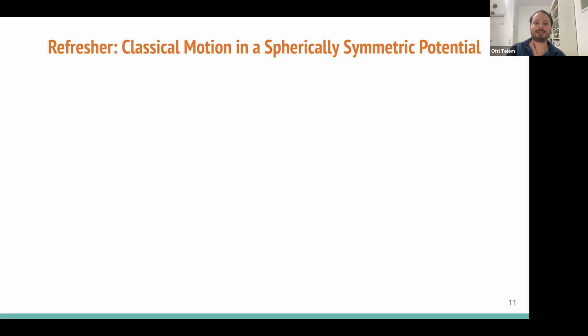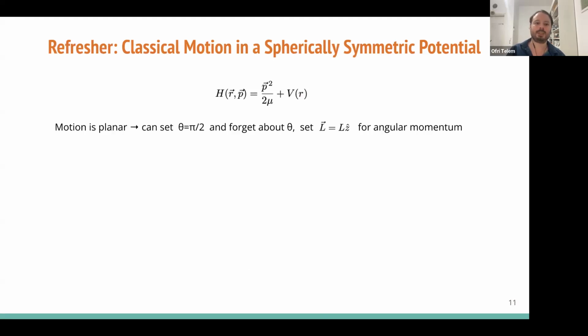Okay, so a classical refresher. Let's look at the Hamiltonian for motion in some unknown spherically symmetric potential. And the motion is planar just because of spherical symmetry. So let's set theta equals pi over 2 and forget about theta from now on, and also set the angular momentum to be in the z direction. Now, the azimuthal motion is given by phi dot is L over mu r squared. That's just the definition of angular momentum.